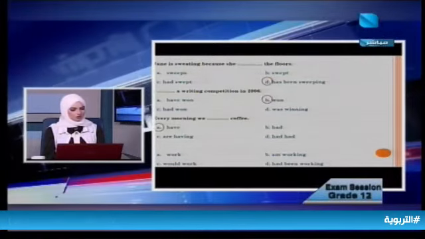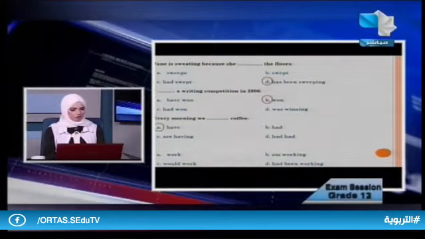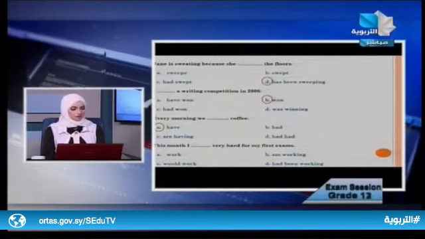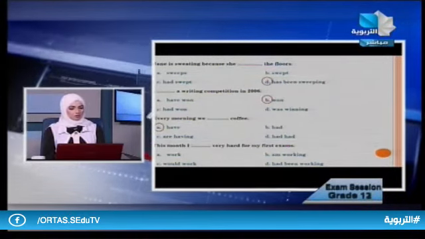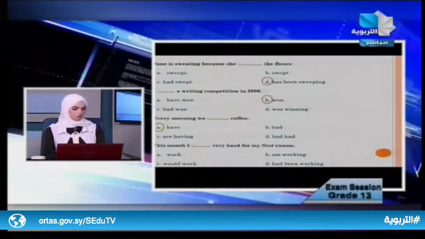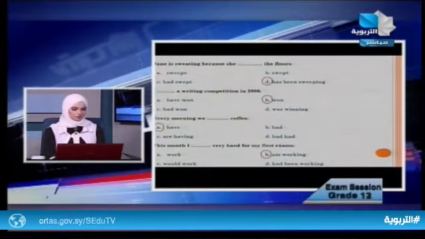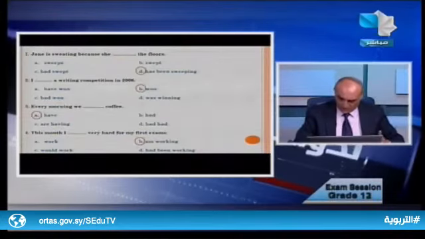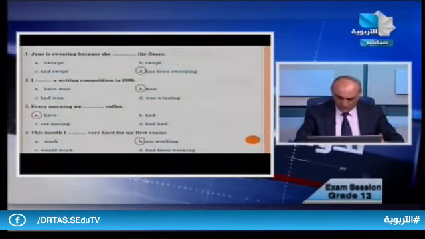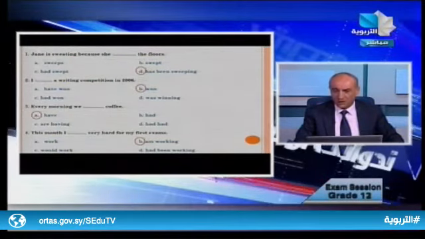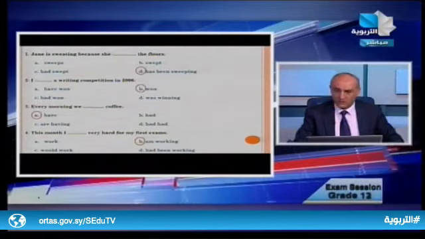The last one: this month, I work, I'm working, would work, had been working very hard for my first exams. Here we're talking about a temporary action, just this month. I'm working very hard because of my exams. Of course, we cannot use the present simple. We cannot use choice C, would work, or the past perfect continuous, had been working. The only correct choice here is I'm working.